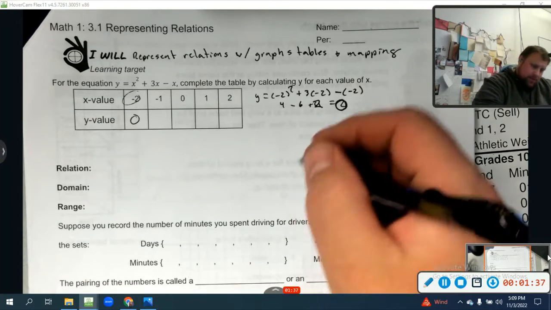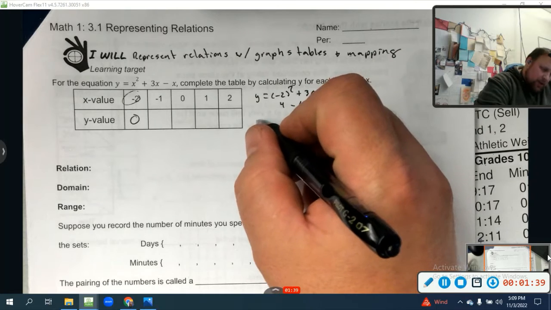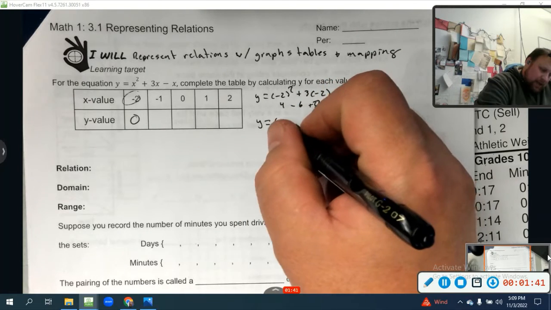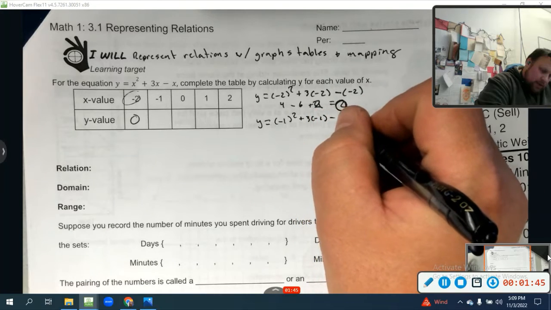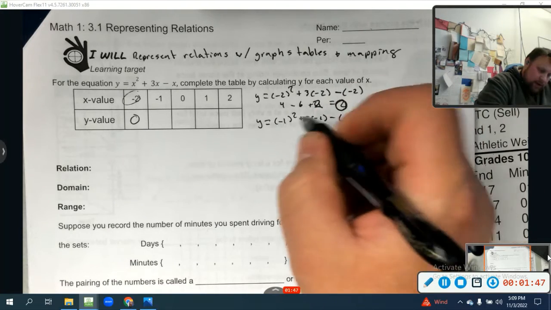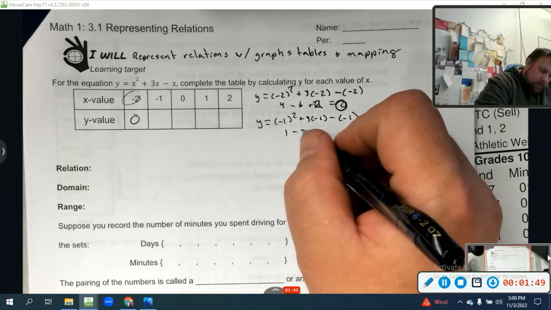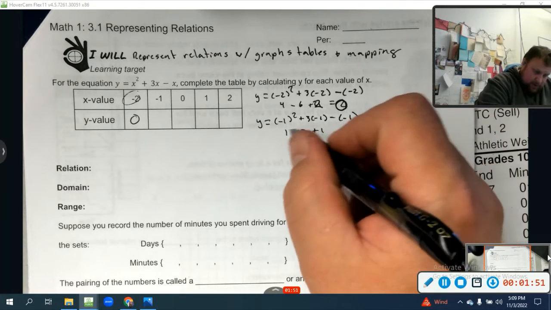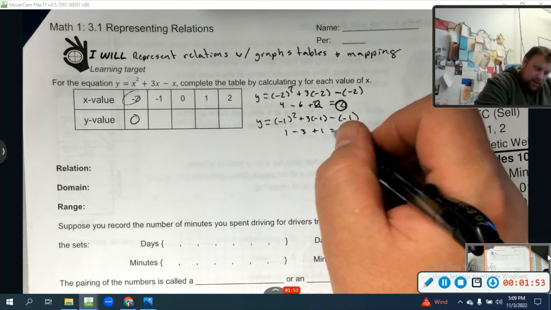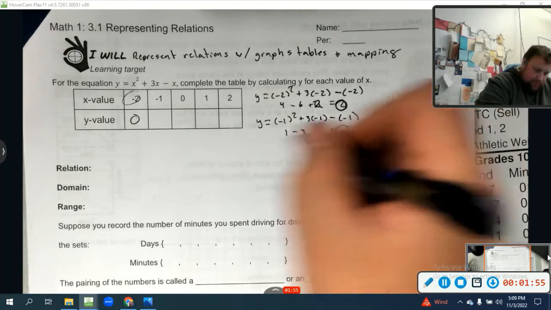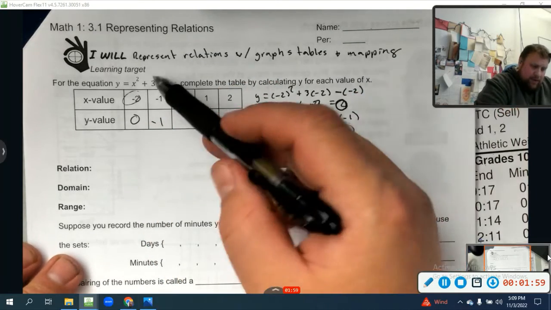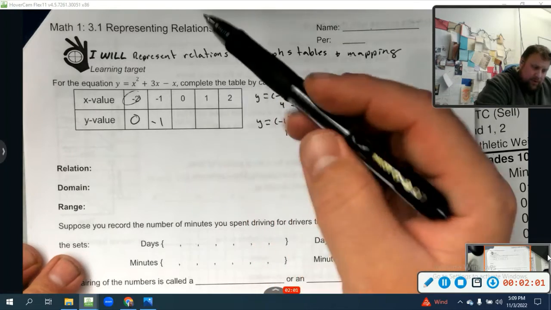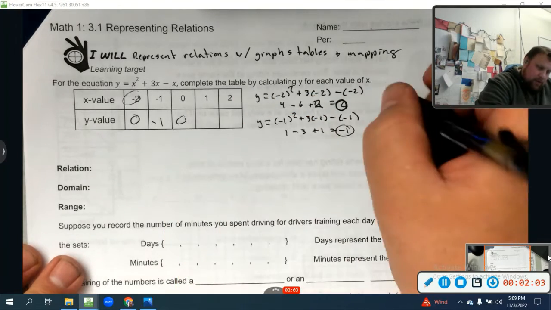All right, I'm assuming you did so let's just bust through it. Y equals, and plug in -1, -1 squared plus 3 times -1 minus -1. So this is 1 minus 3 plus 1. It's going to end up being 2 minus 3 is -1. Plug in 0 for everything. It makes everything 0. 0, 0, 0. So that's just going to be 0. I don't even got to worry about that.